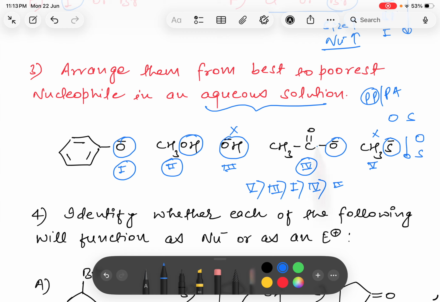The 4th has better resonance because once you draw the resonating structure, the negative is again over the oxygen. So in both resonance structures, the negative charge delocalizes over oxygen. But in the first one, if you draw the resonance structure, the negative is going to delocalize over the carbon atom, so we have two unequal resonating structures. The 4th has equal resonating structures. So equal resonating structures means nucleophilicity decreases.